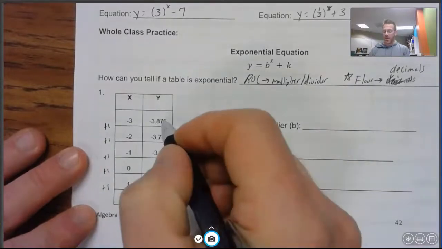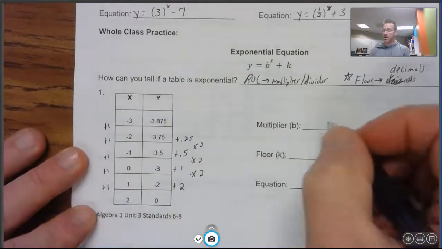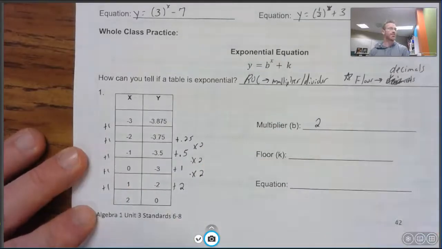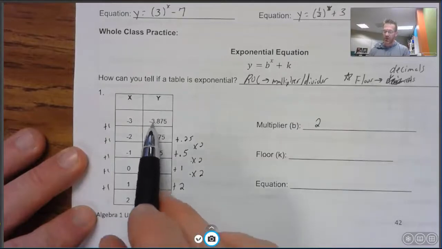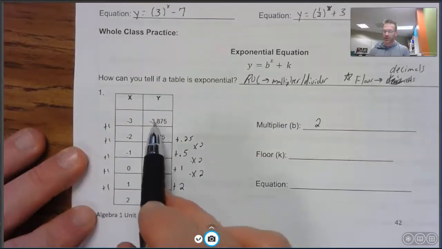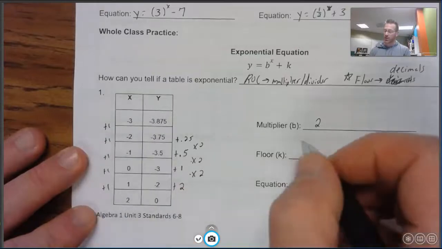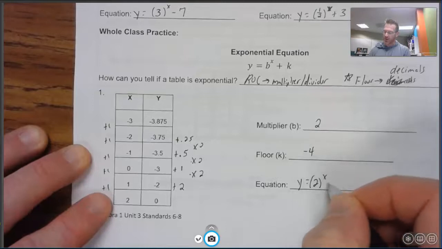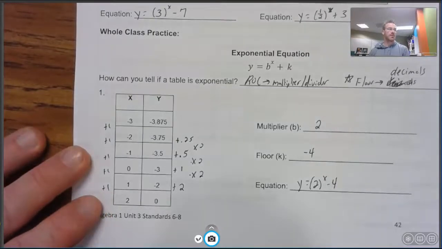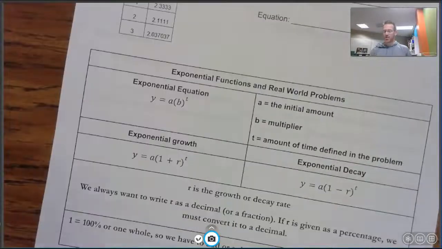All right, and I can see that my values are going up, so it's going uphill, so I know my b value should be 2. Now I'm looking for that floor. And as I look, I'm getting really close to -4: -3.75, -3.875. So I'm getting really close to -4. All right, so there's my equation, 2 to the x minus 4, just like that. All right, let's flip the page and look at number 2 here.